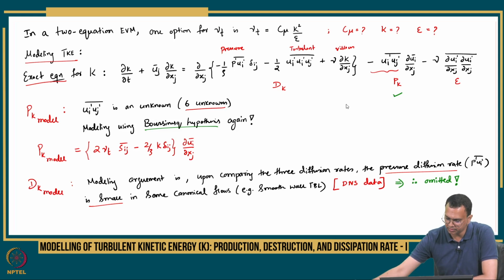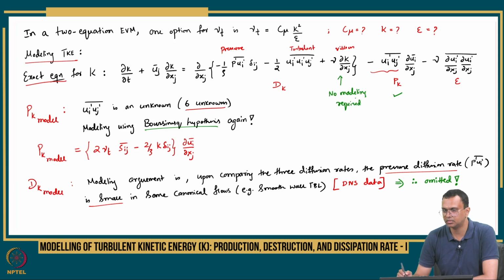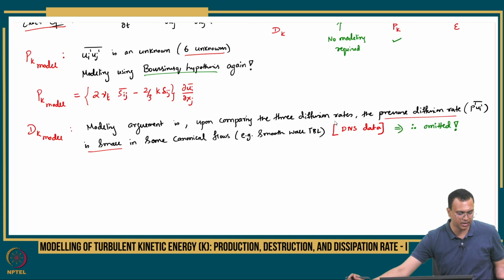But anyway, to proceed further, now we have this turbulent and the viscous term. Viscous term I don't have to model because K you are computing and viscosity is known. Okay, no need to model this particular term, right? No modeling required, because K and nu are what is being known or computed here. Only the turbulent diffusion rate needs to be modeled. For that we are going to use what is called a gradient diffusion hypothesis.